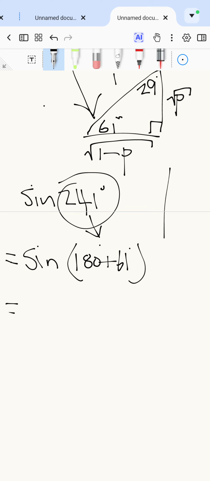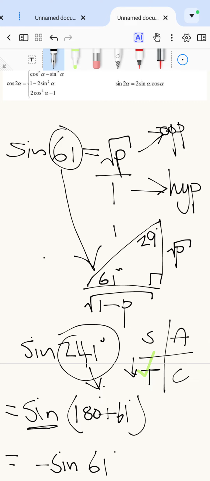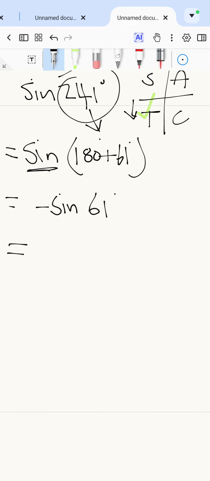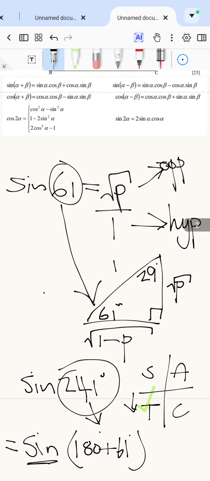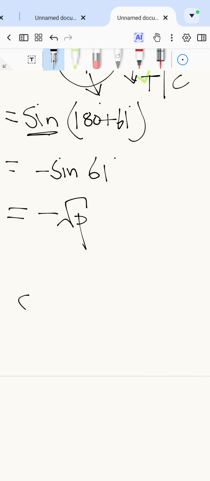And we know from our CAST diagram, let's put that up here quickly, 180 plus puts me in the third quadrant. So for this question, I am here. And I know sine, which I'm dealing with, is negative in that quadrant. So this is minus sine of 61 degrees. And what we started with was sine 61 is equal to square root P. So this one is minus square root P. That was easy enough. So that one only required a reduction. Cos 122.